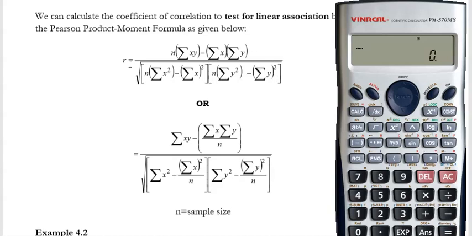Alright, to calculate R, you have to find out the summations value of xy, summations x, summations y, and so on. And I want you to use a calculator in order to find out all these values. Okay? Right, let's look at the example for correlation coefficient.